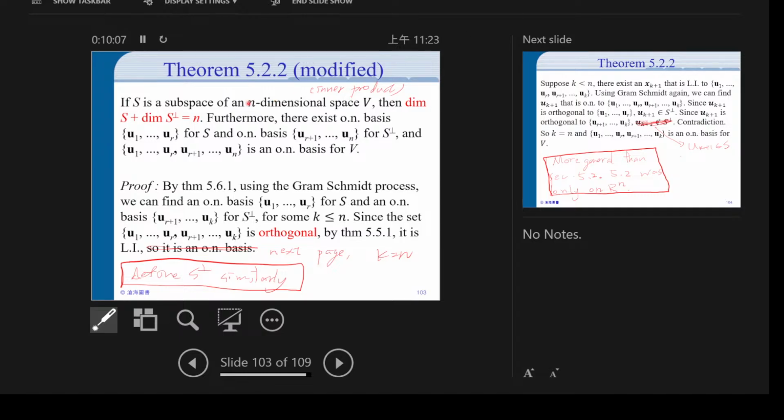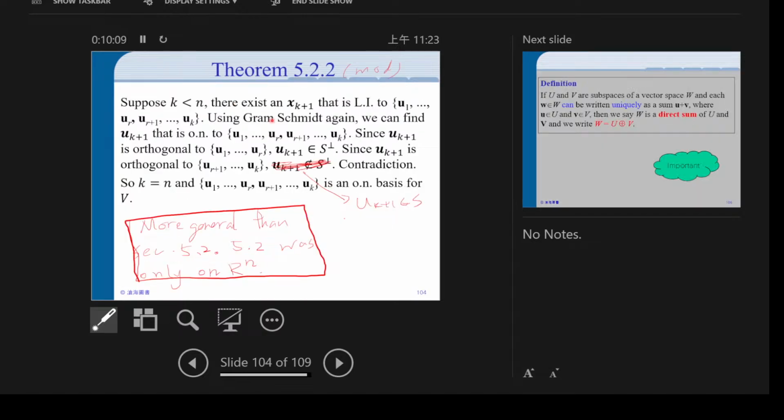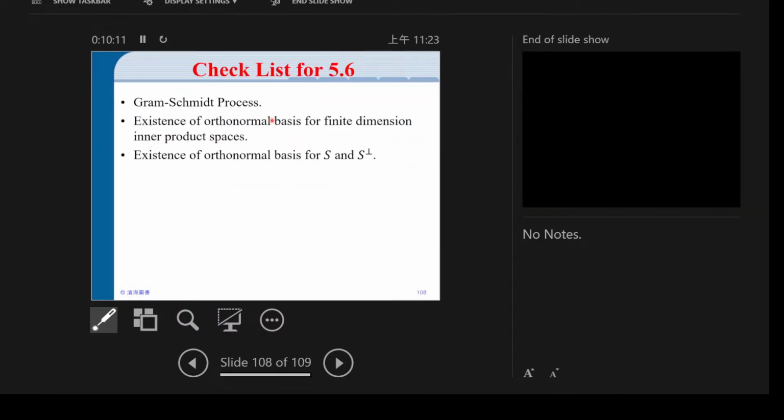Okay, so that's a bit over time, but that's the end of our chapter 5. Chapter 5 is about orthogonality, and we see that being orthogonal can be defined by inner product. So the most important thing in this chapter is that y perpendicular with x means x inner product with y equals 0. And everything comes from here.